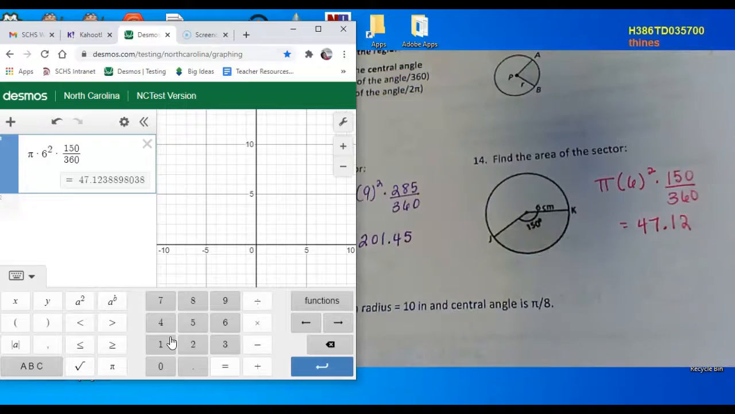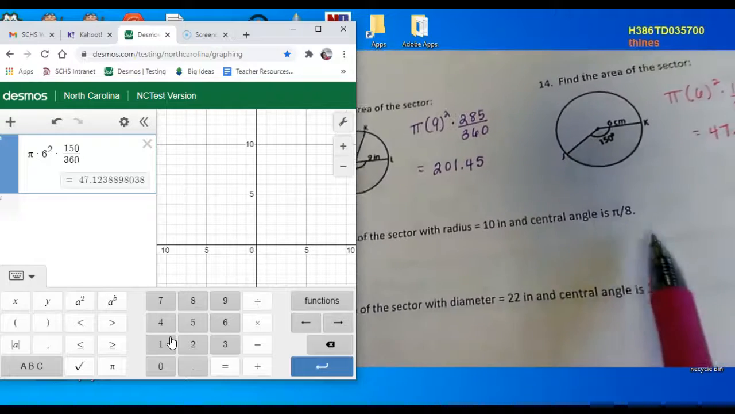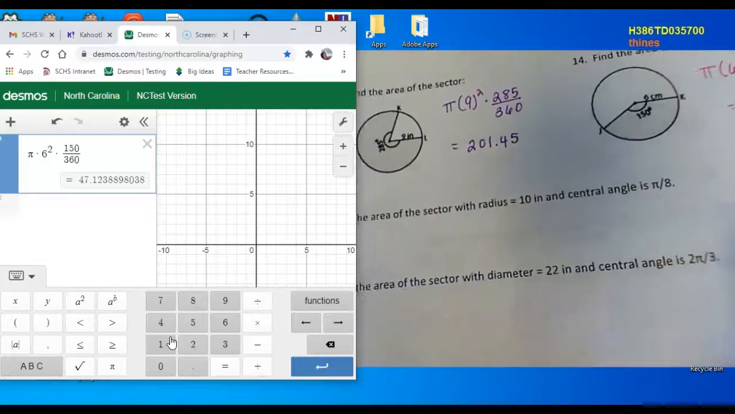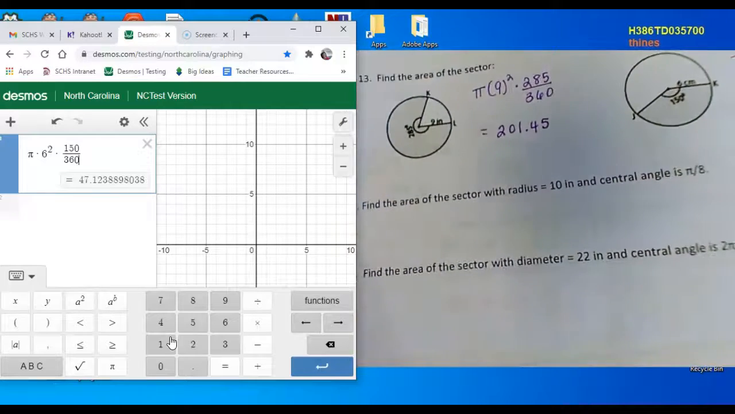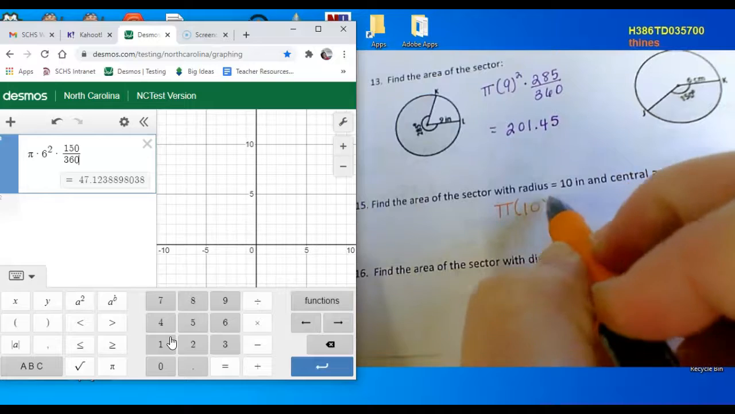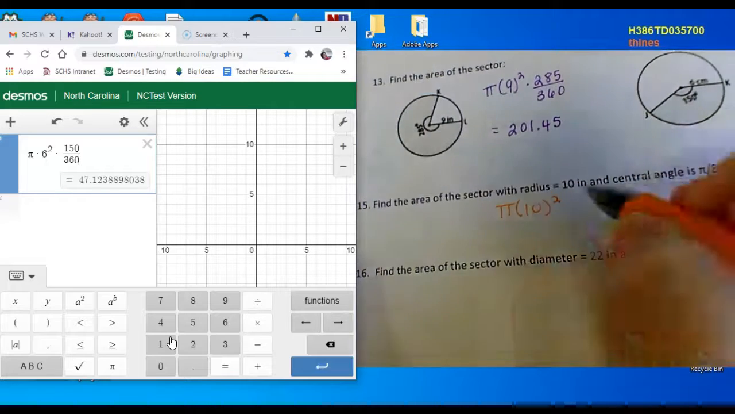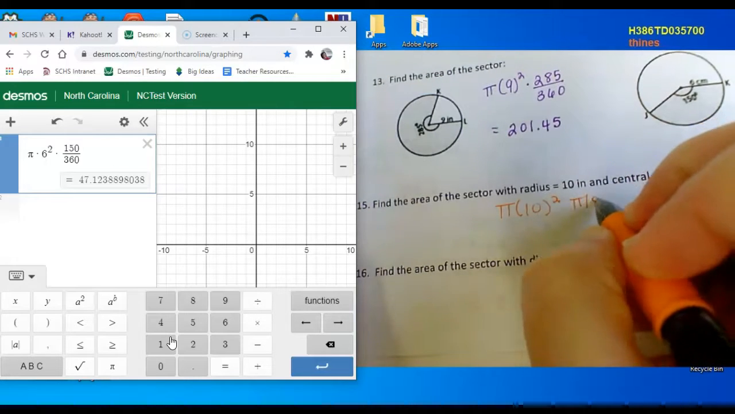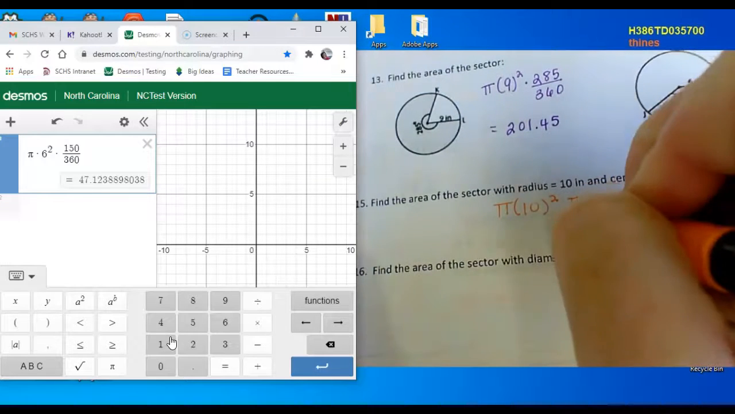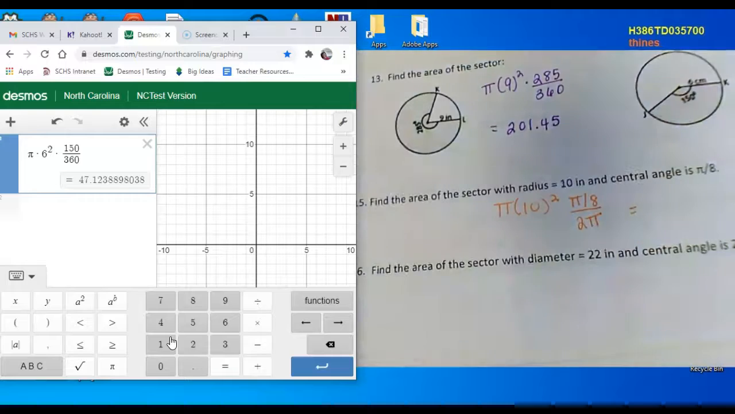Okay, last two examples are exactly the same thing, except our angles are in radians. So on number 15, I'm going to do pi r squared. I'm going to put my angle, pi over 8, but instead of dividing by 360, we divide by 2 pi because we know that 2 pi represents 360. And again, put all of that in Desmos.